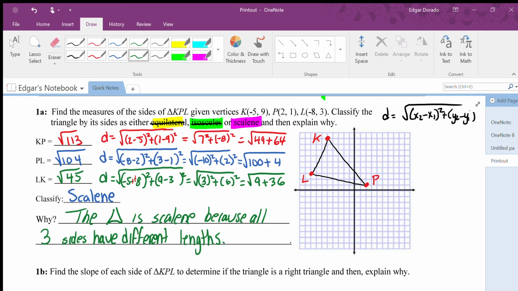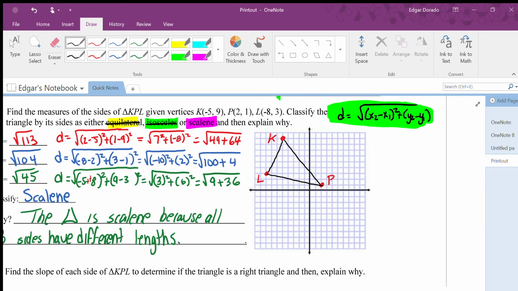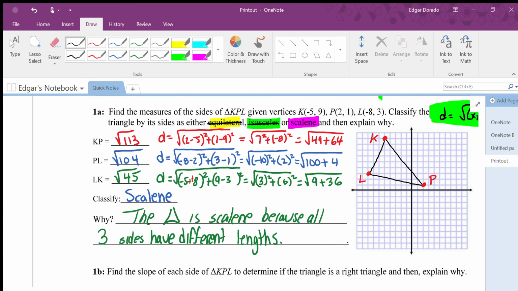Okay, so again, guys, this formula is going to come in handy. You're going to need this for this particular section, so make sure you remember that. Square here. So x2 minus x1, square that, and then plus y2 minus y1, and then square that. Okay, cool. Let's move on to the next one.